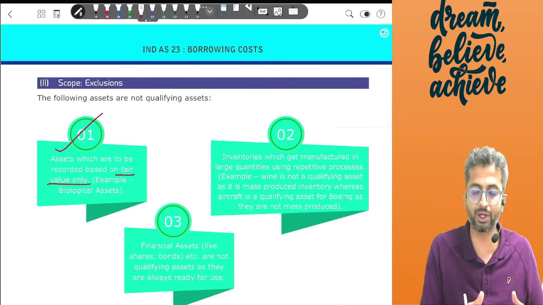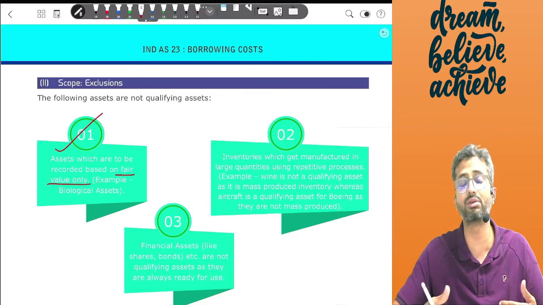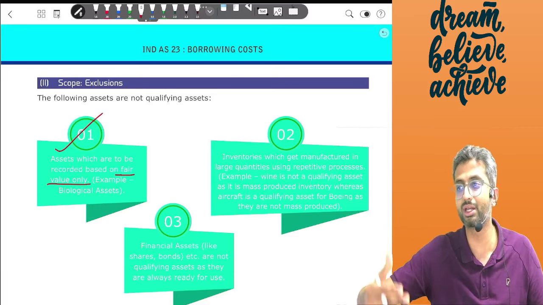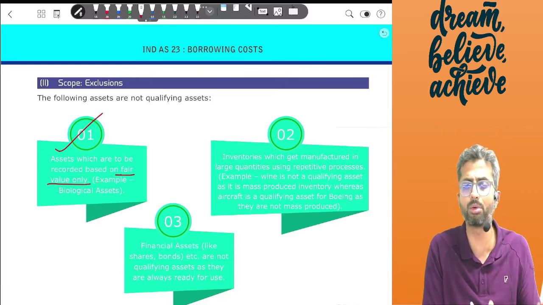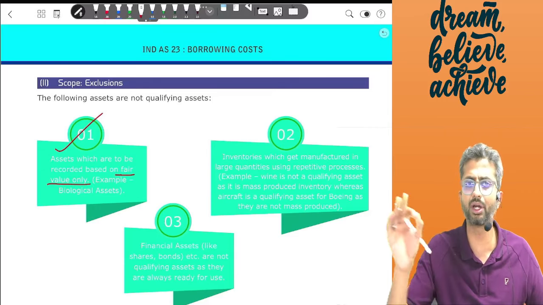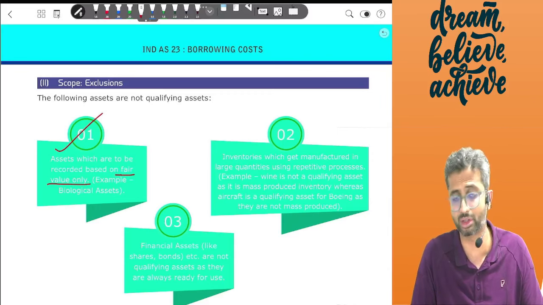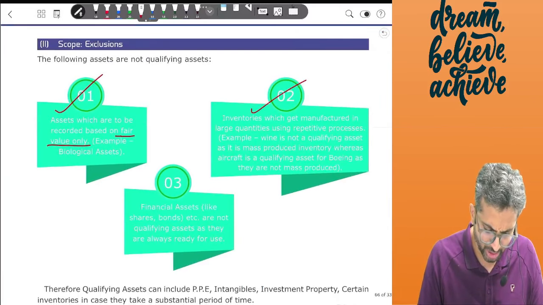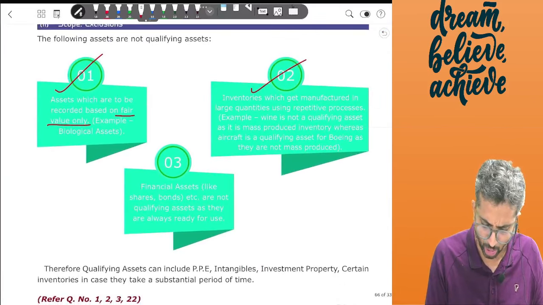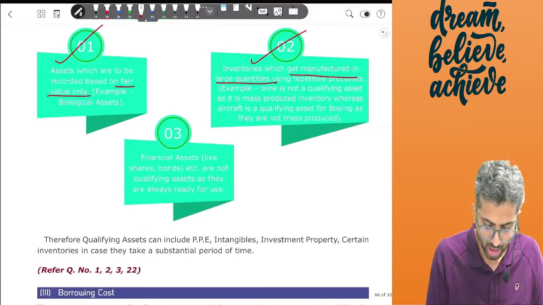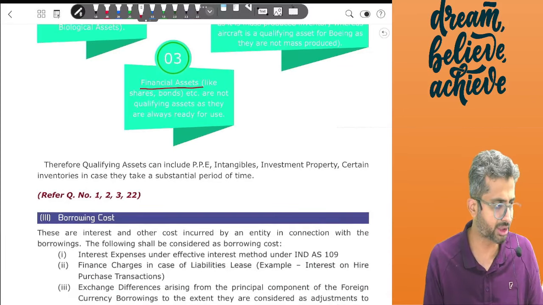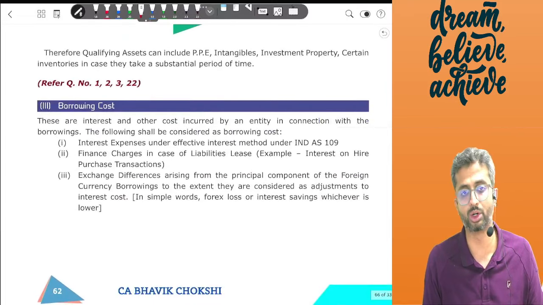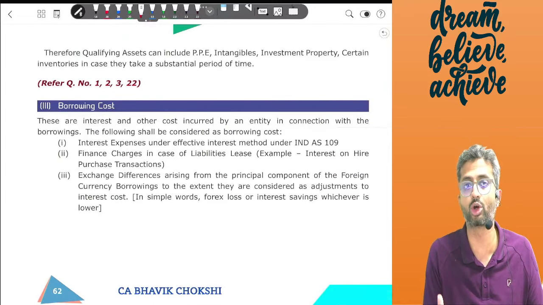This is for the SFS of the entity. When you are doing CFS, and if you have invested in the subsidiary, you will have to see where the subsidiary is utilizing that money, and if it is utilized in a qualifying asset, then probably CFS treatment might be different, and we will do a separate discussion for the same as well. So over here, assets which are recorded at fair value and inventories which get manufactured in large quantities, they are exempted. Again, financial assets are usually ready for use and hence will not be covered under Ind AS 23 principles. Okay, next you look at borrowing costs. Now, borrowing cost includes what? Every cost connected to borrowing.